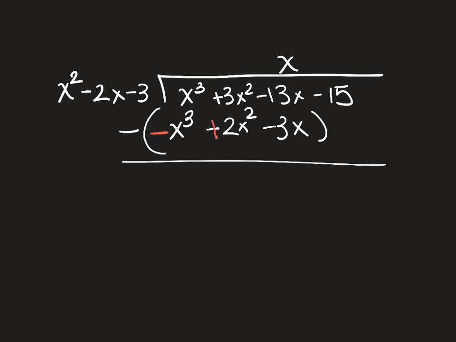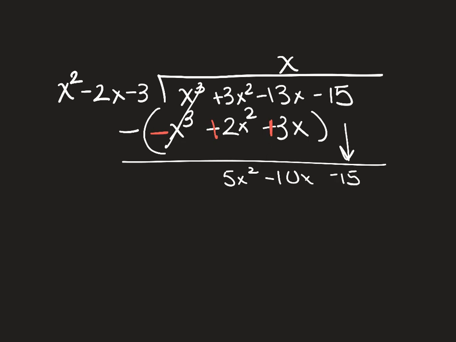Negative, positive, positive. X cubed minus x cubed cancels off. 3x squared plus 2x squared makes a 5x squared. Negative 13 plus 3 is a negative 10x. And then you drop down your negative 15.